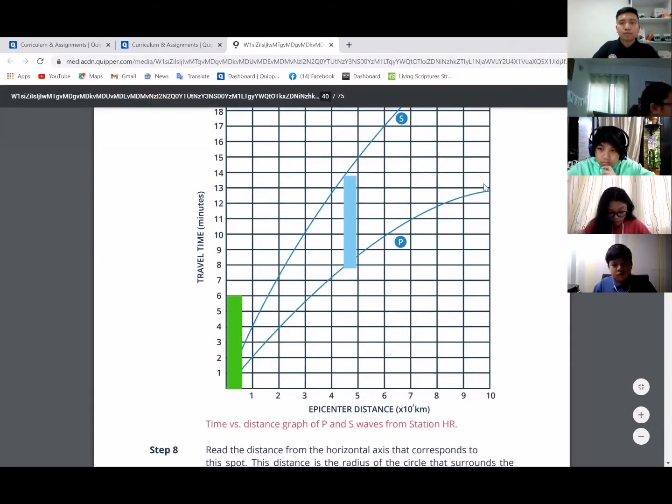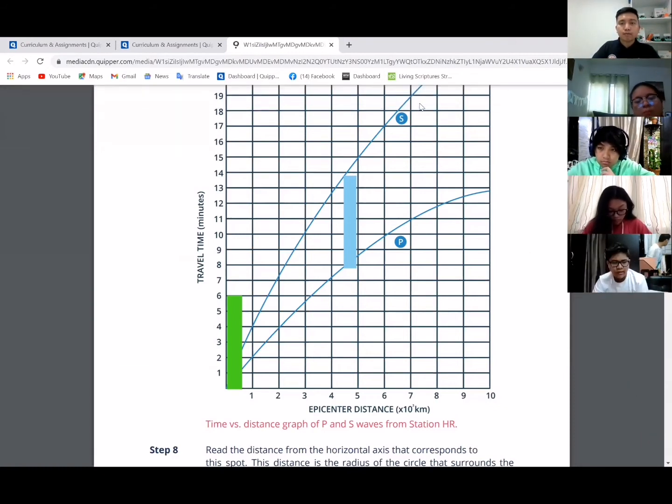Estimate nyo siya. Teacher, can you explain how to find the time again? The time, the 6 minutes? Okay. The hours, minutes, and seconds.